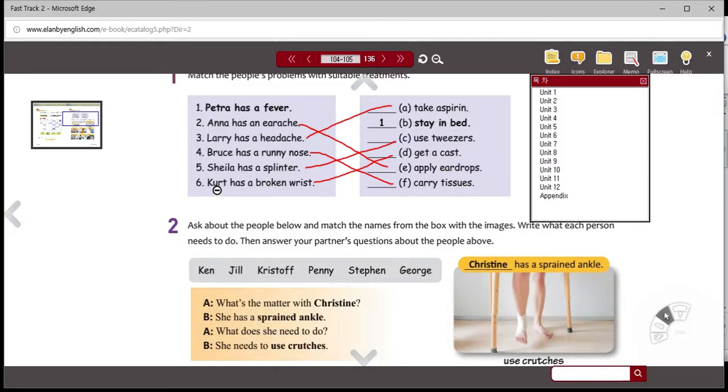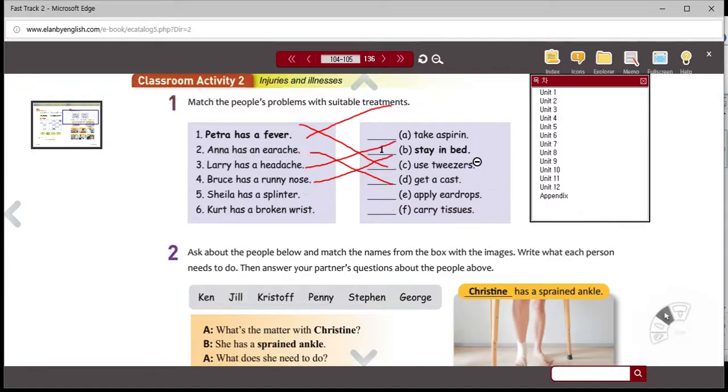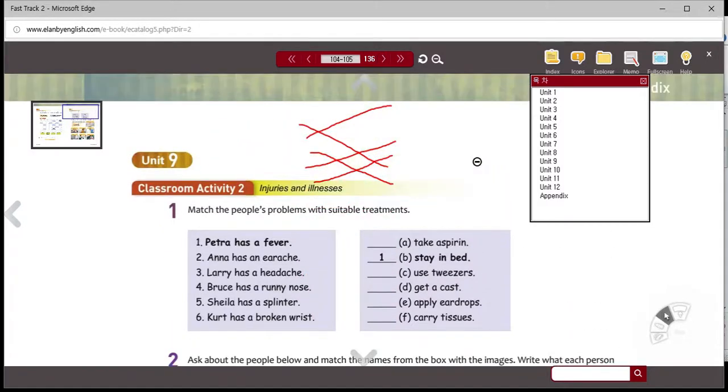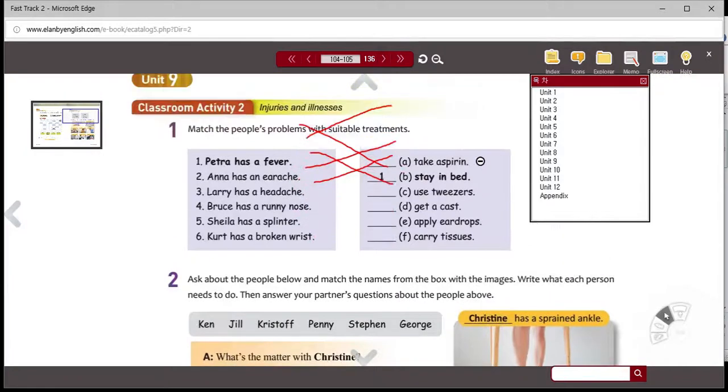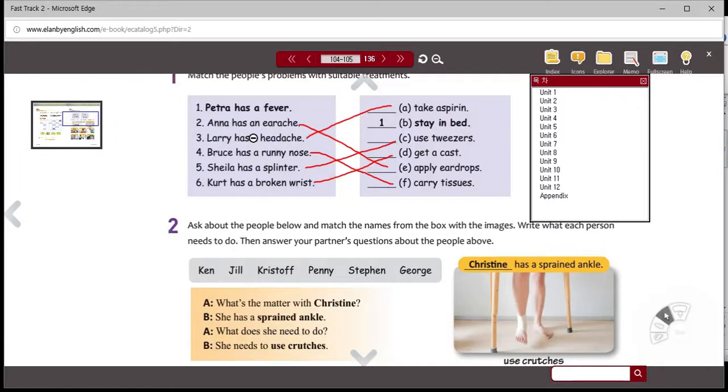And 6, Kurt has a broken wrist. Okay, so between his hand and his arm, all those bones. Right. So he should get a cast. I can't remember the Korean word for cast. Okay. Anyway, they don't seem to be written here either. Okay, so those are the matches for those problems.